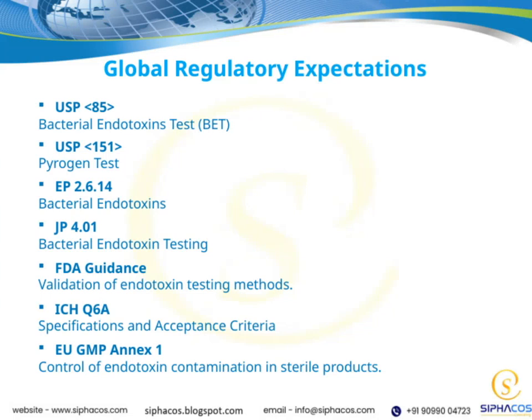Let's take a look at global regulatory expectations around endotoxin testing. Different regions and organizations have their own guidelines, but they all aim for the same goal: ensuring product safety. The United States Pharmacopoeia sets standards like USP 85 for bacterial endotoxins and USP 151 for pyrogen testing. Europe's Pharmacopoeia and Japan's guidelines offer similar tests. Meanwhile, the FDA provides guidance on validating these methods, and international bodies like ICH and the EU's GMP Annex 1 set specifications and controls to keep endotoxins in check.